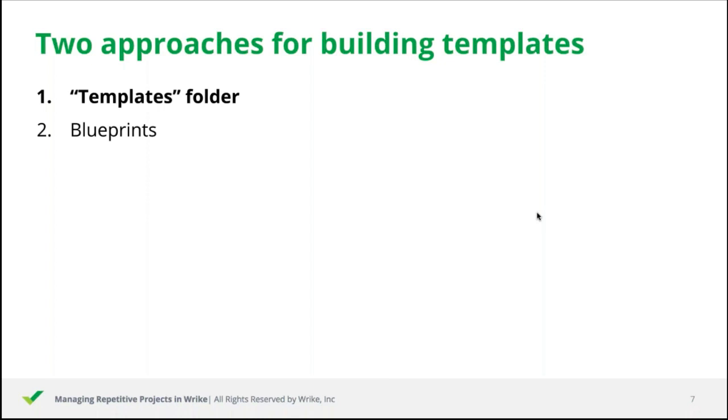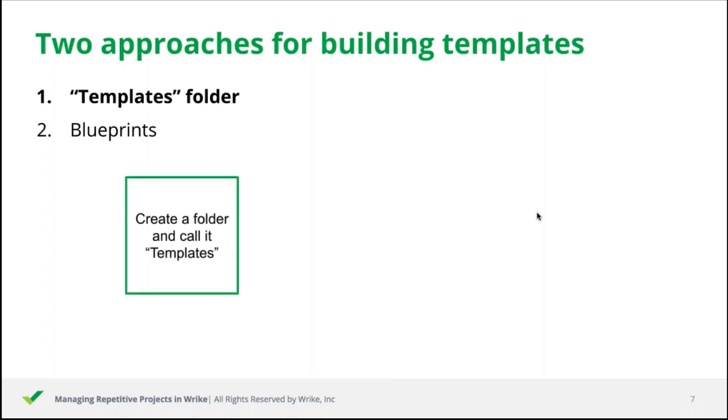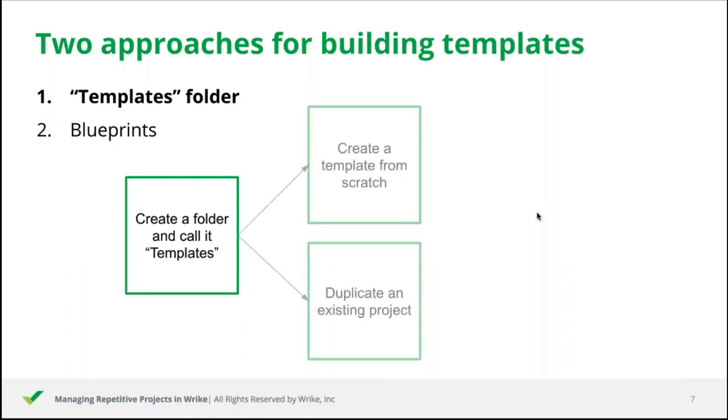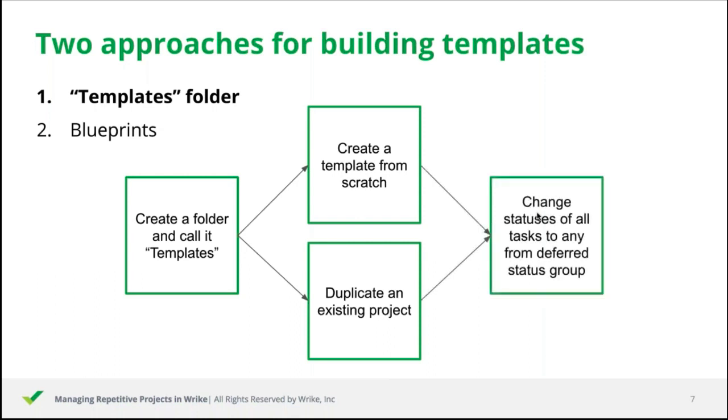For it you need to create a folder and call it templates. It's up to you if every team has a separate folder in its dedicated space, or there is a shared folder used by all team members. Then you either create a project template in that folder from scratch or duplicate an existing project into that folder. Once you have done that, change the status of all the tasks that are part of your template into any from the deferred status group to ensure that team members won't be bothered with notifications from the template.